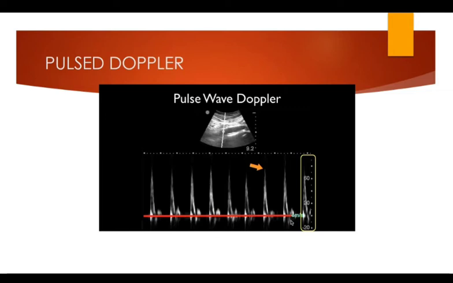So that's pulse wave Doppler. Next, we're going to look at continuous wave Doppler, and we're going to see how that's different. The main difference is that when we're doing continuous wave Doppler, we have two parts of the probe that are active. One is transmitting and the other part of the probe is receiving, and we'll see that in the video next.